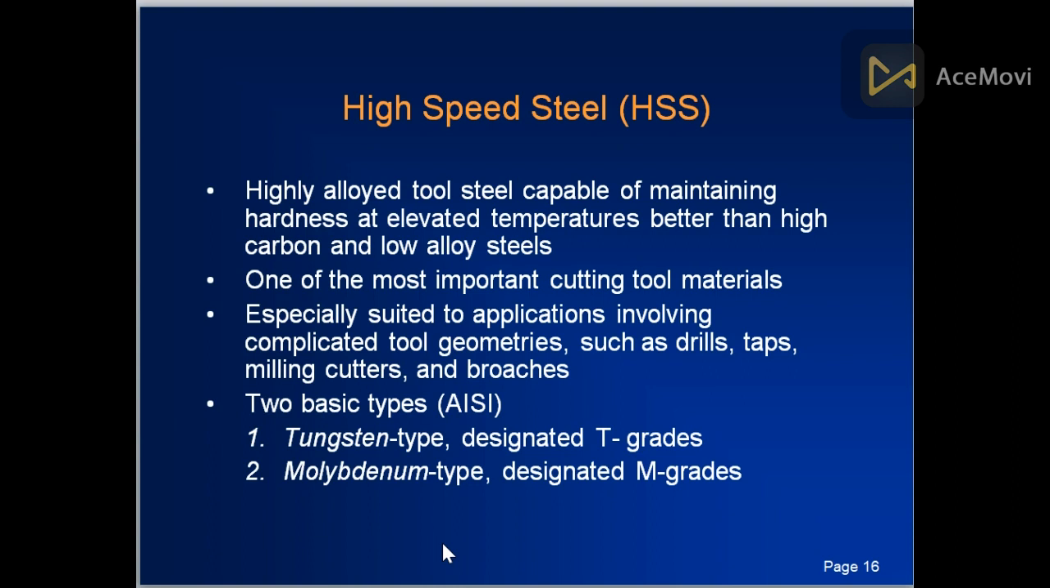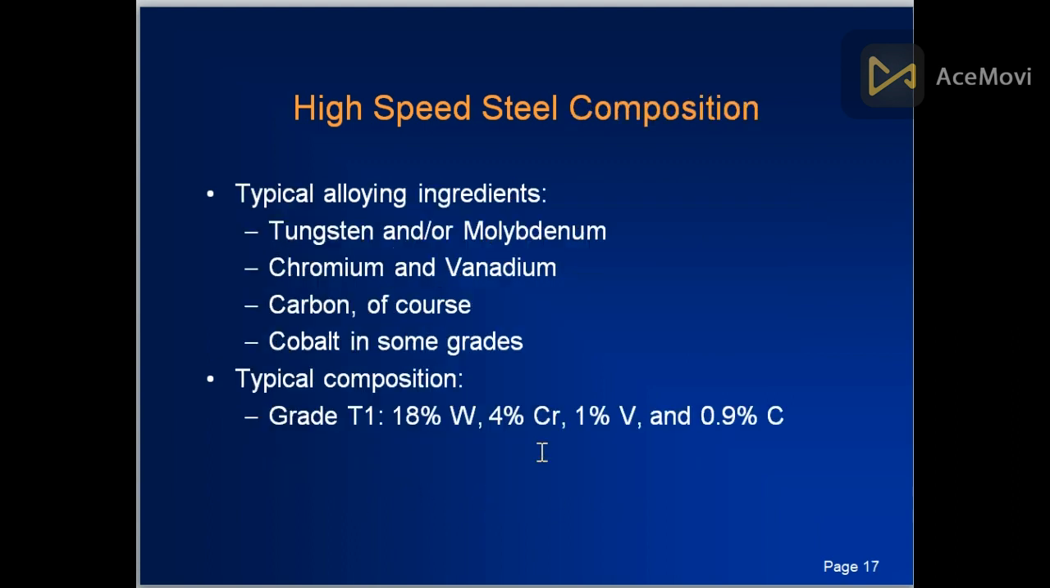High-speed steels (HSS) are highly alloyed tool steels capable of maintaining hardness at elevated temperature better than high carbon and low alloy steels. These are highly tough, among the strongest of steels, and one of the most important cutting tool materials. They are especially suited to applications involving complicated tool geometry such as drills, taps, milling cutters, and broaches. We have previously discussed all these things. Two basic types are tungsten types, designated T grades, and molybdenum types, designated M grades.